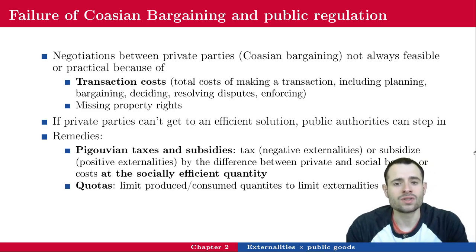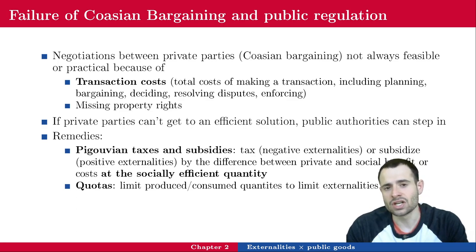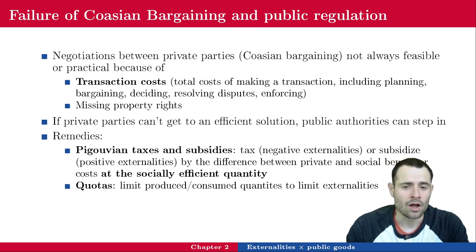Otherwise, the government could set some quotas. Too much gasoline is being consumed, so the government could ask gas stations to only sell a certain amount of gasoline per day or per week. It is in general easier to impose a quota when too much of a good is being consumed, so in the case of negative externalities. It is harder to impose a minimum quantity to produce if it's a positive externality.